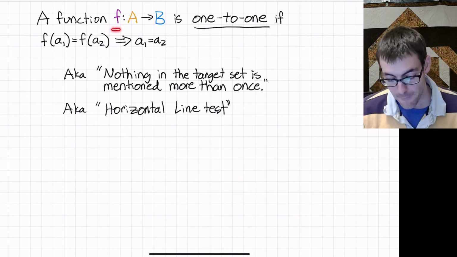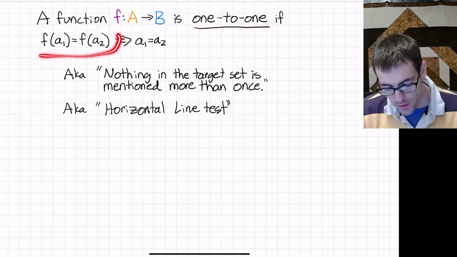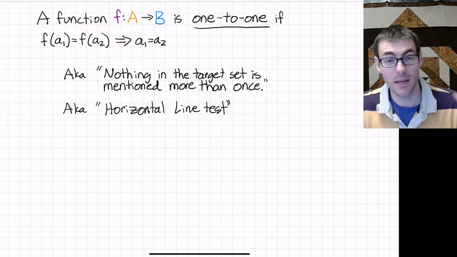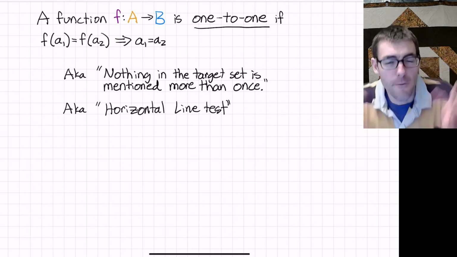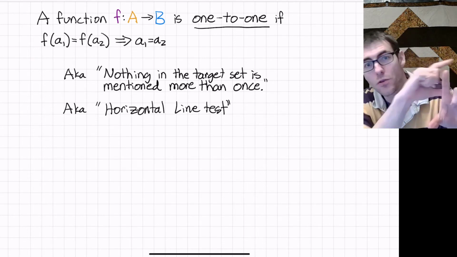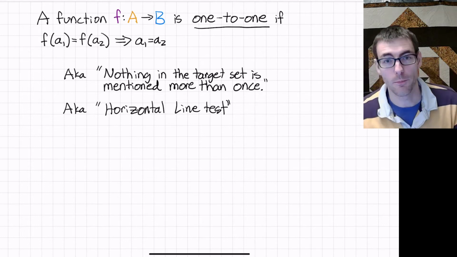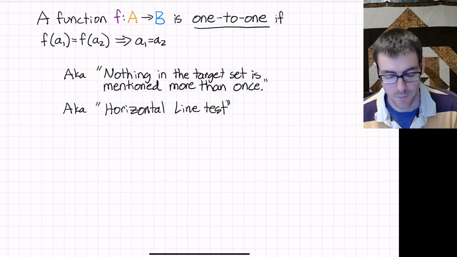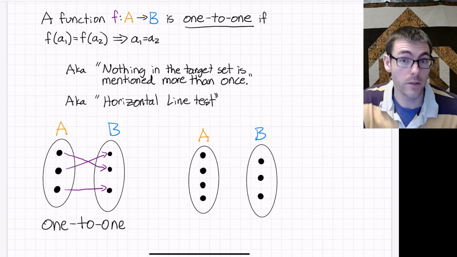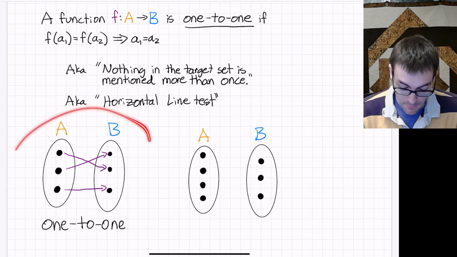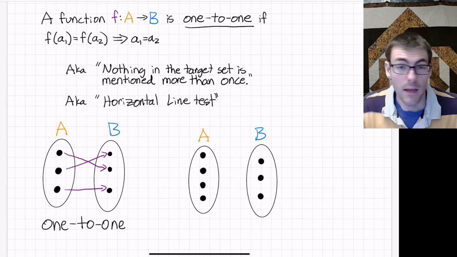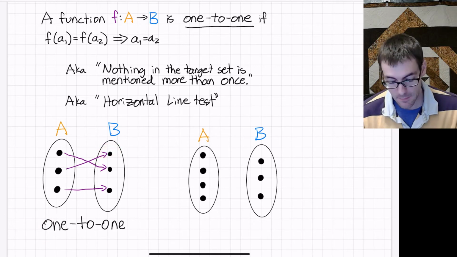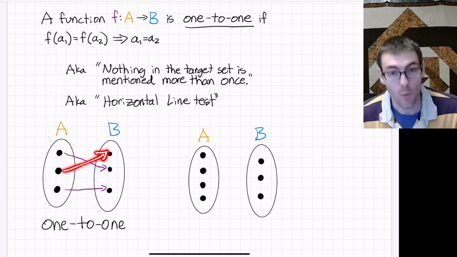The other property is that a function is one-to-one if the only way for the outcomes of the function to be the same is if we started with the same inputs in the first place. Right? So this is a fancy way of saying that we never have two arrows targeting the same output element. Put another way, nothing in the target set is mentioned more than once. Using the same example from our onto property, we see that this same function is also one-to-one, and it's one-to-one for a different reason than it was onto. It's one-to-one because if we look at every point in B, there is only one arrow pointing at it.